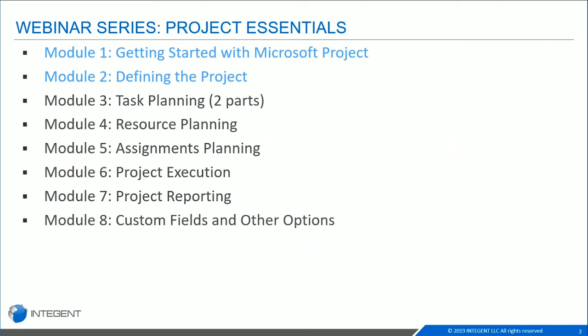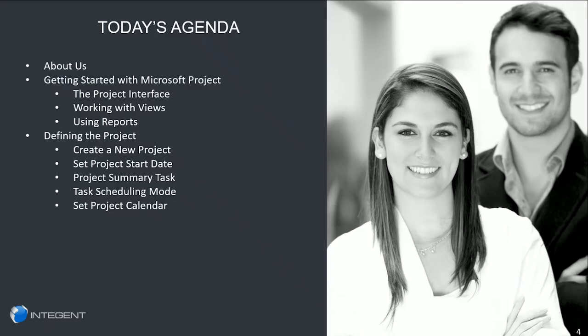And as you can see today, we're doing modules 1 and 2, which is getting started and defining the project. So today we're going to do a little bit overview about who we are, who is Intigent, what do we do, and then we're going to jump into the two sections that we're focusing on here today. The getting started, we're going to look at the interface, the views, the ribbons, the reports, all of that stuff that will help you navigate as you build and execute your project and doing the day-to-day management. What views are good, what are you going to use them for?